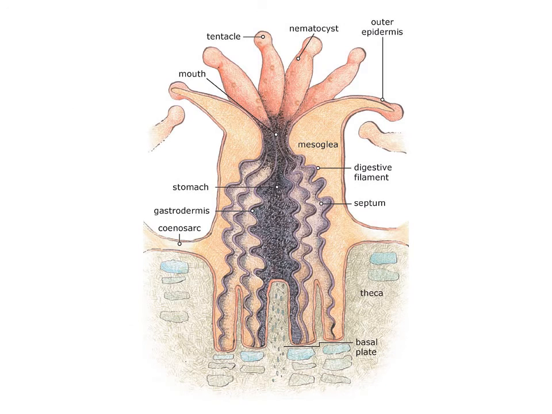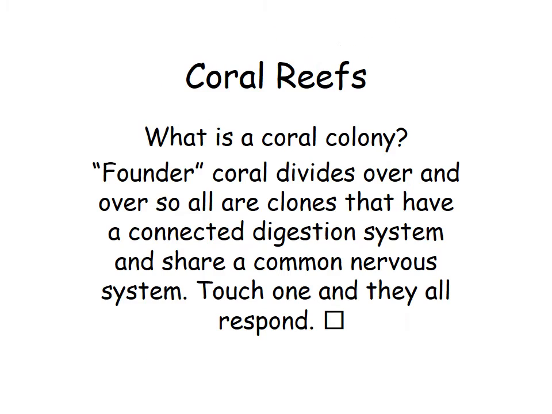Alright, you can see the anatomy of the coral here. Again, it's a polyp stage, it's sessile, it's got a mouth anus, it's got tentacles with nematocysts in them, and basically this is the structure of the coral. Alright, so now a coral colony is an interesting thing. It's the founder coral that divides over and over.